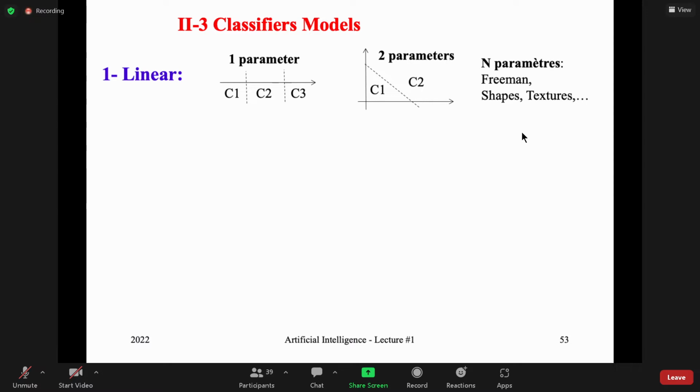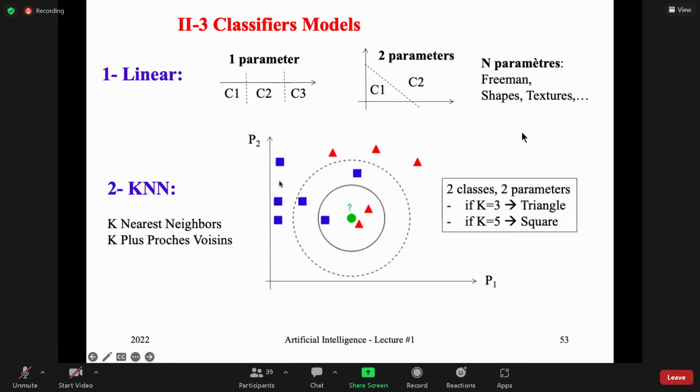Again, this linear classification works with very simple applications, like temperature classification, or very simple shapes, like rectangular shapes, circular shapes, or triangle shapes. But in real life, again, linear classification cannot work very efficiently. So the idea is to use some others.